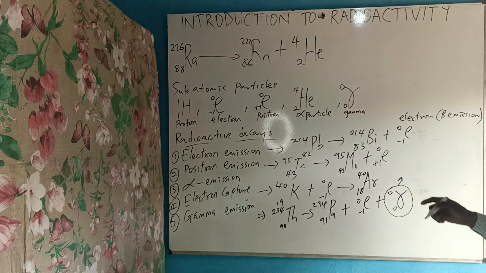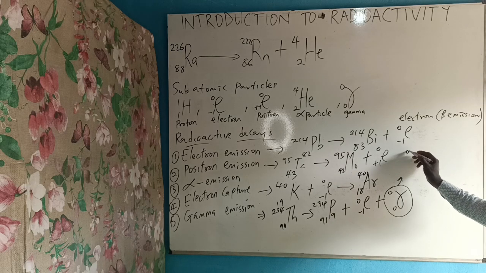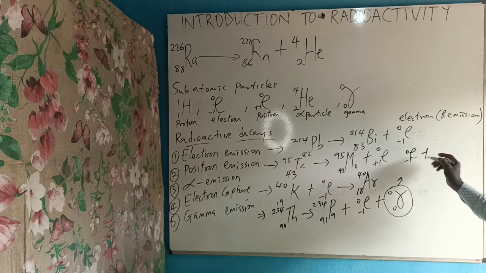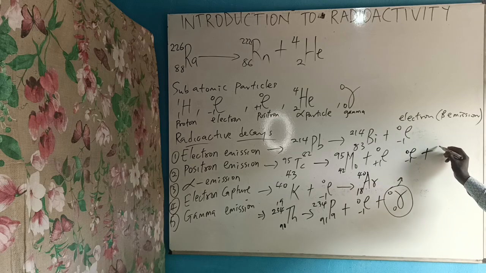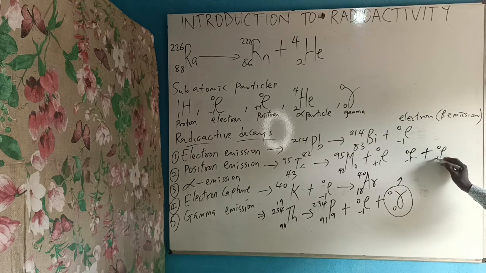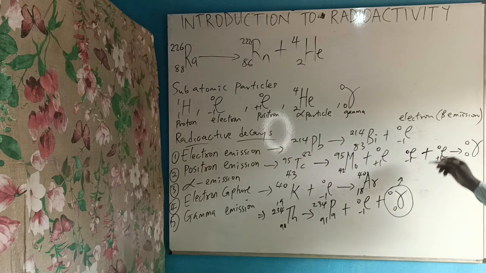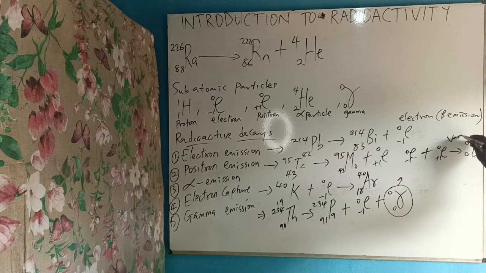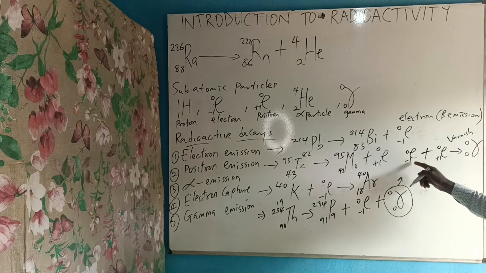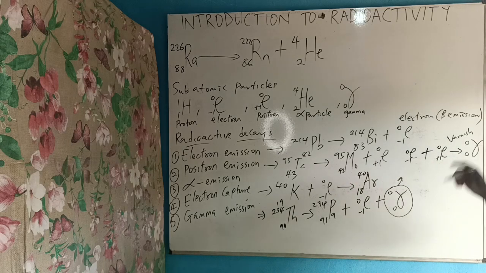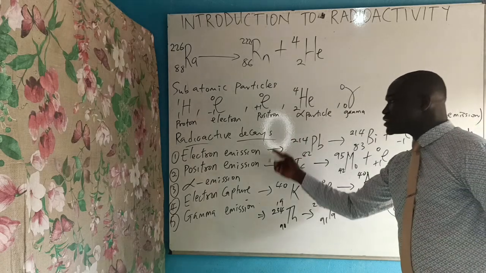It's important for us to note that when an electron is bombarded with a positron, it produces a gamma particle. That means it will vanish. When an electron is bombarded with a positron, it will vanish, producing a gamma particle. So these are examples of radioactive decays we have.